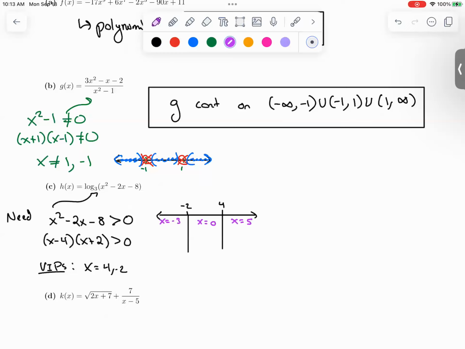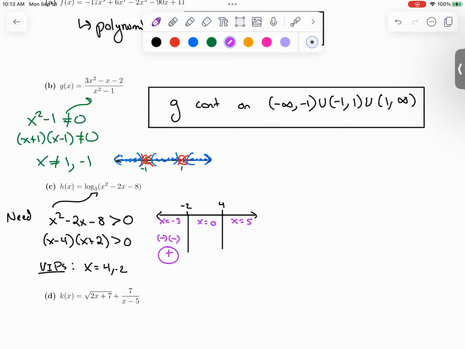So plug in -3, I'll get a negative times a negative, which is a positive. That is a piece that I want, because I want my expression to be strictly greater than 0, i.e. positive. If I plug in 0, I get a negative times a positive, which is a negative. That's a piece I don't want. And if I plug in 5, I'll get a positive times a positive, which is a positive. That's the piece I want. So those are the two pieces that solve this inequality, which will be the domain of that function.